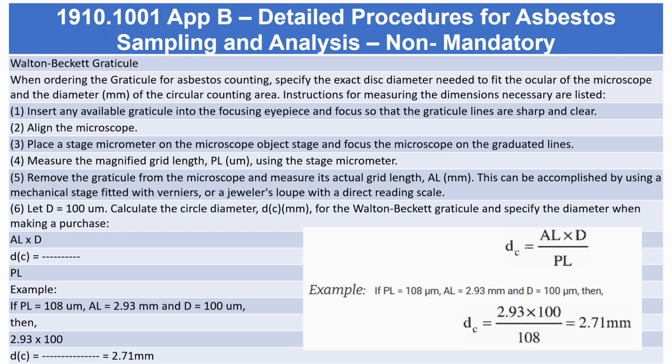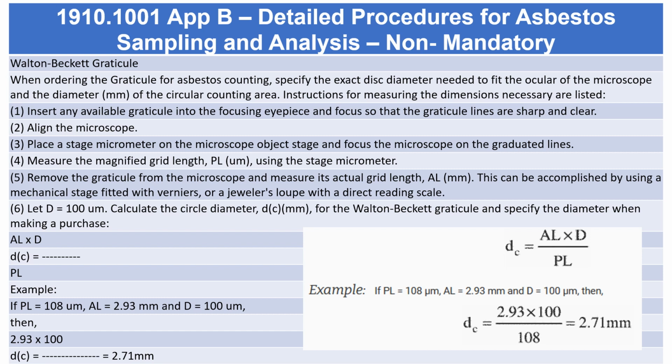K. Walton-Beckett graticule. When ordering the graticule for asbestos counting, specify the exact disc diameter needed to fit the ocular of the microscope and the diameter of the circular counting area. Instructions for measuring the dimensions necessary are listed. 1. Insert any available graticule into the focusing eyepiece and focus so that the graticule lines are sharp and clear. 2. Align the microscope. 3. Place a stage micrometer on the microscope object stage and focus the microscope on the graduated lines.